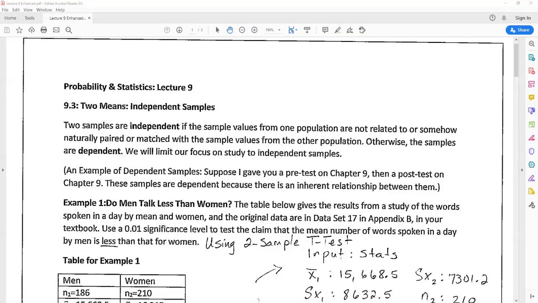An example of dependent samples would be this. Suppose I gave you a pre-test on Chapter 9 and then a post-test on Chapter 9. So I would have two sets of scores for you. I would have a score that you earned prior to learning Chapter 9, and then a score that you earned after learning Chapter 9. And those would be dependent samples because they are connected to you. But for the purpose of this lesson, we will focus on independent samples.